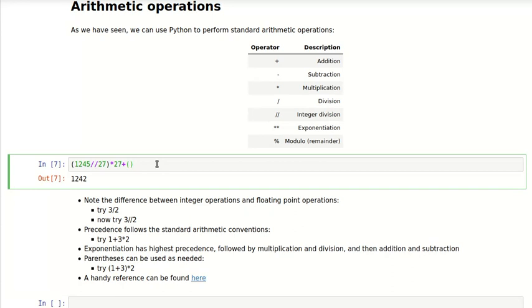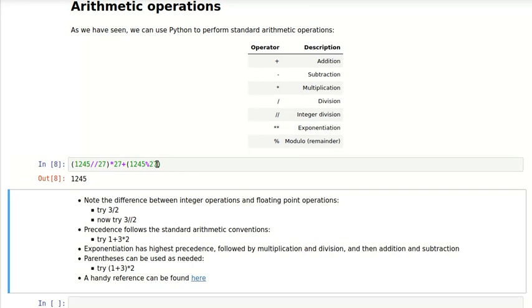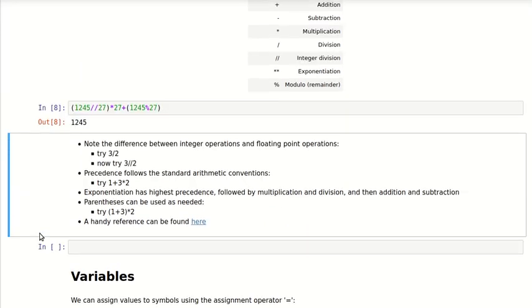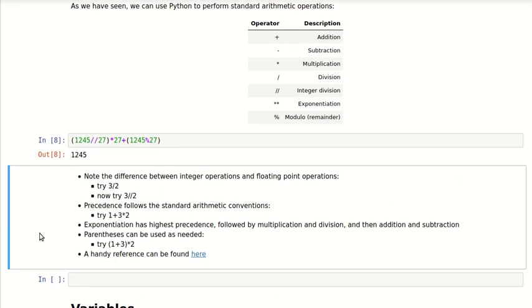So if I do this, and I sum 1245 modulo 27, there we are back to 1245. So feel free to experiment, try your own examples, try what happens if you try to divide a number by 0, and see how all this works.